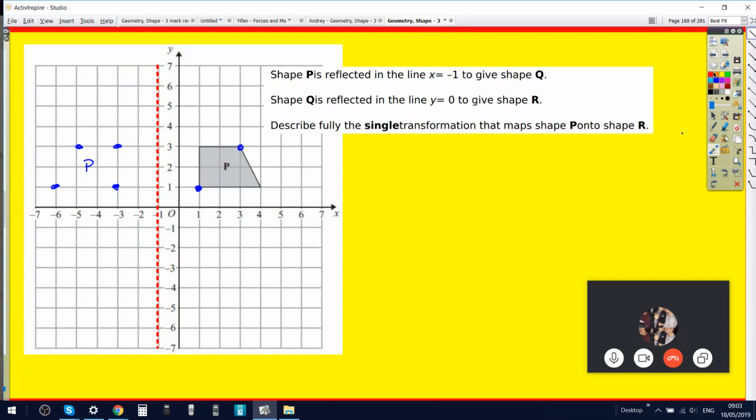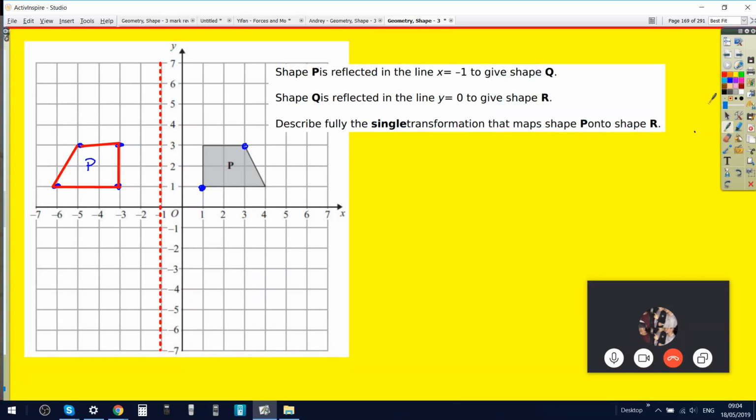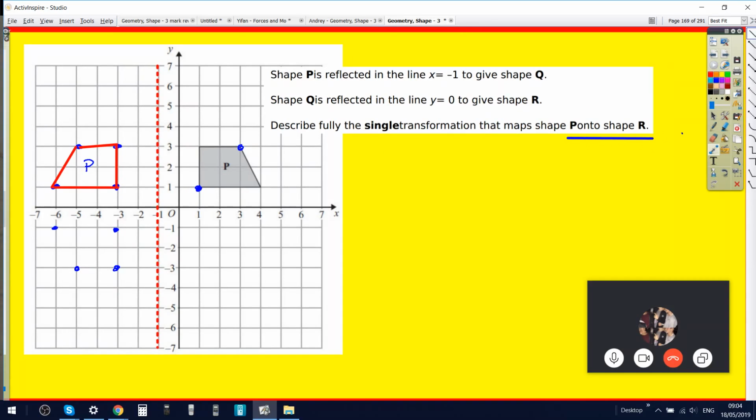And then because that's one square above y equals 0, do you need to then draw shape R one square below y equals 0? Yeah. And then same thing, reflect that. And the one thing I wanted to check was describe the single transformation that maps shape P onto shape R.